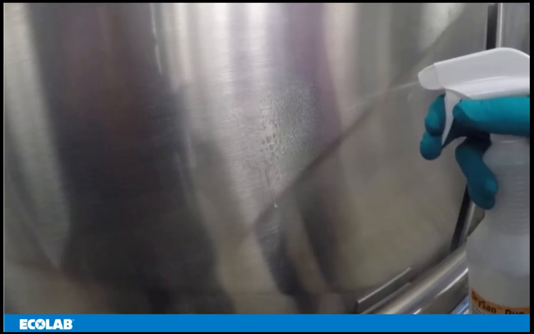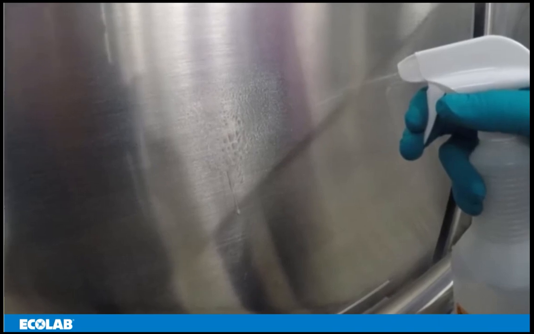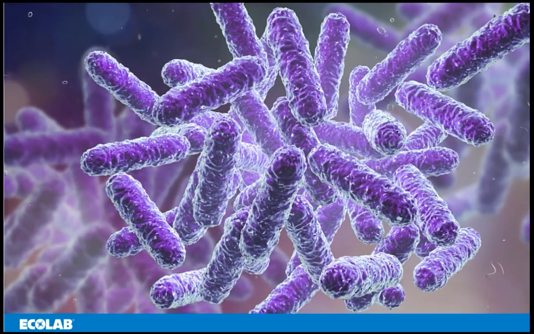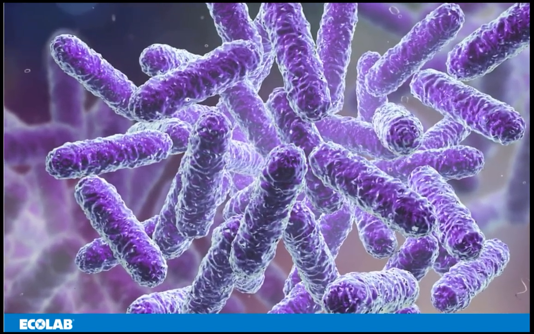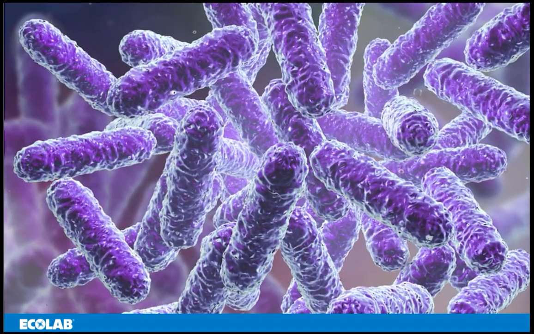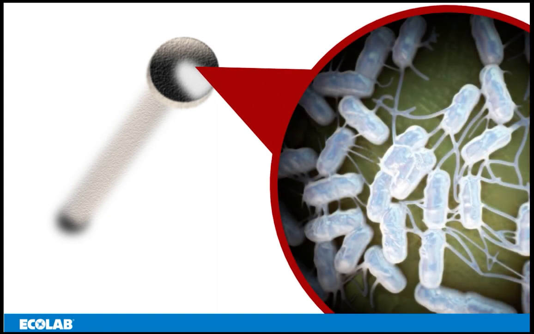Cleaning and sanitizing surfaces and equipment removes soils and prevents contamination by microorganisms. So what exactly are microorganisms? They're living things such as bacteria, viruses, molds, yeasts, and parasites that are too small to see with your eyes. Some, like viruses, are so small that hundreds of millions of them can fit on the head of a pin.